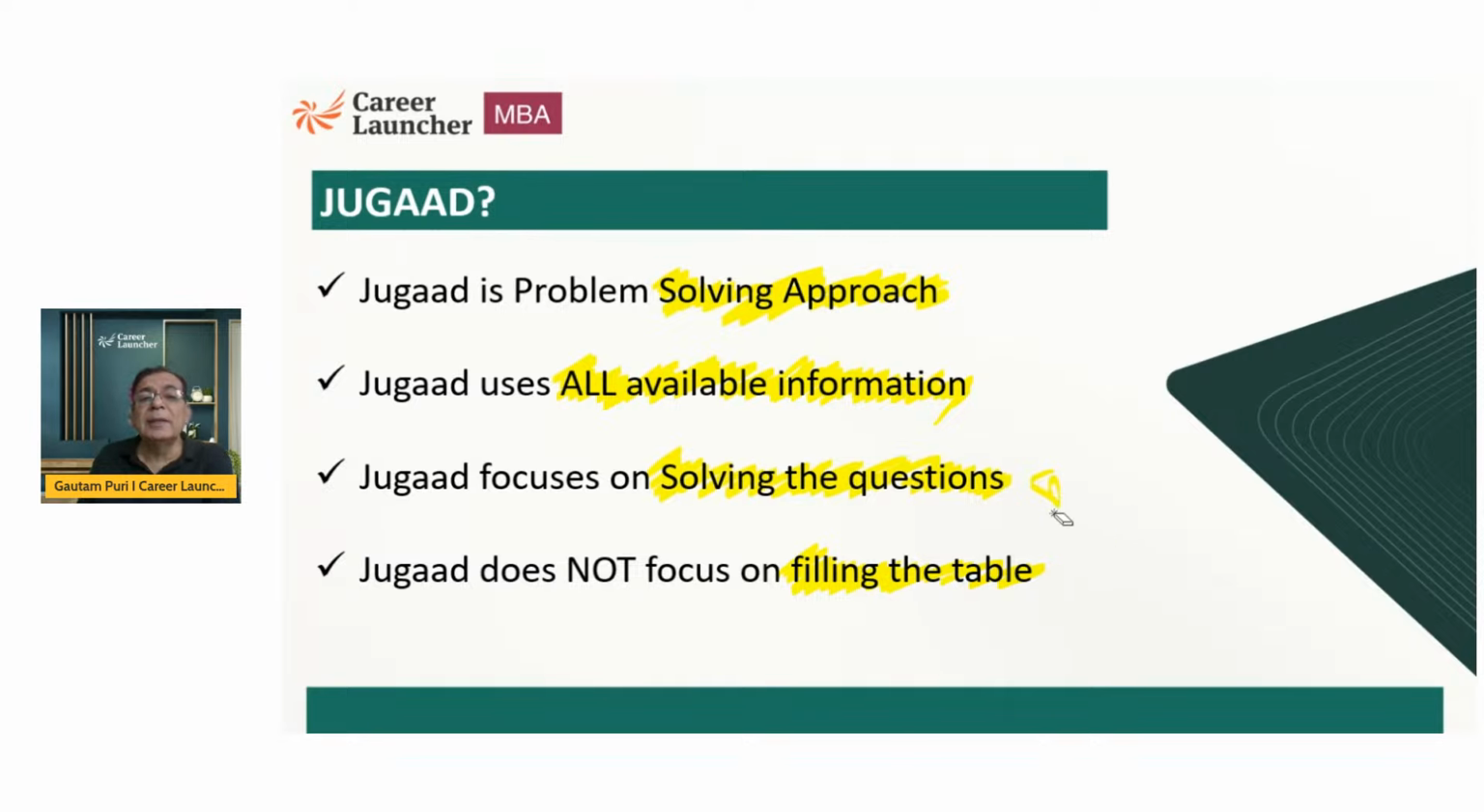To me, filling up the table in our process is incidental. So even if we have to fill up the table, we'll look at the requirement of the question and accordingly fill up the table. It is the information which is available in the question which we'll use to solve the set in a way that we do the bare minimum table filling, which helps us save time. Okay? Chalo.